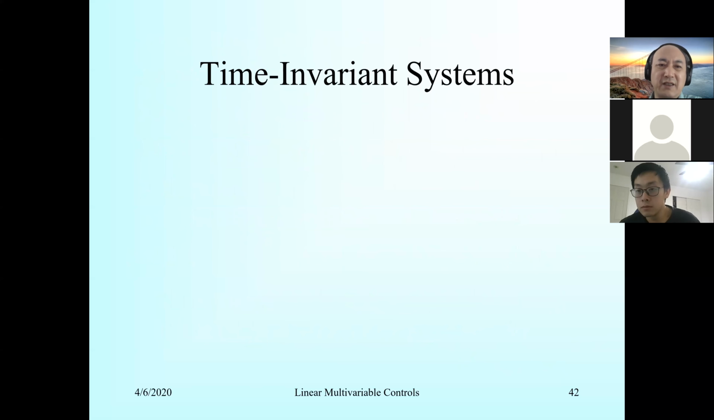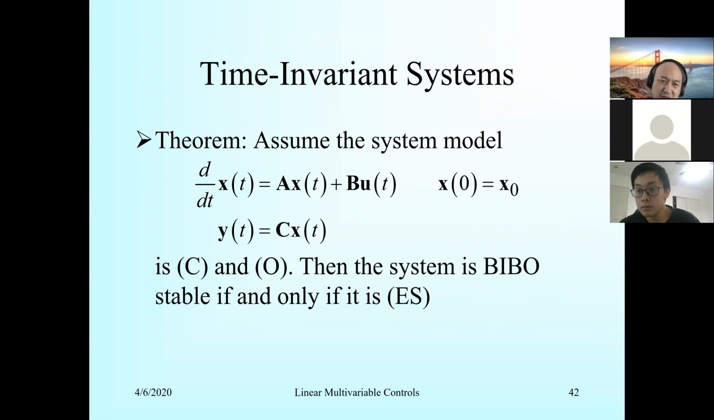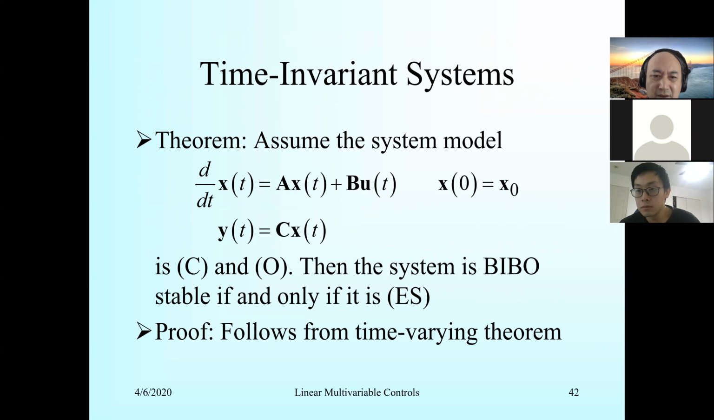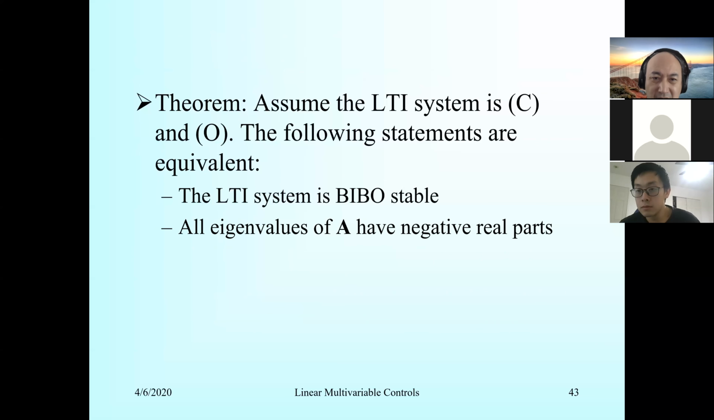For the LTI case, things will be easier. Perhaps it will give us more insights. We'll see. If the original system is controllable and observable, the system is BIBO if and only if it is exponentially stable. So this time varying theorem is true. So LTI is BIBO.